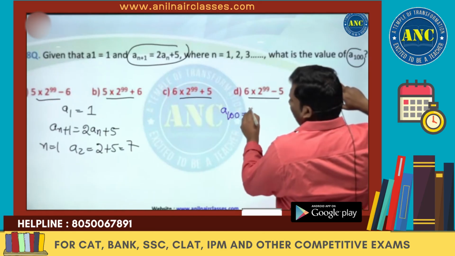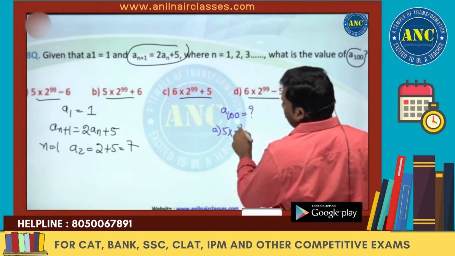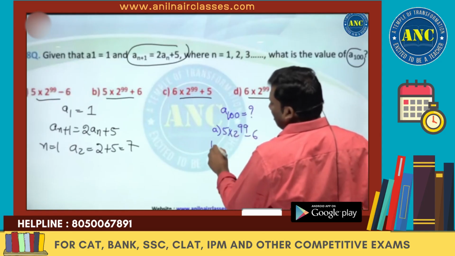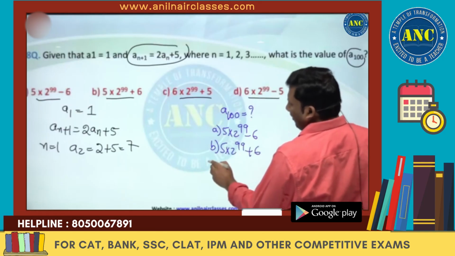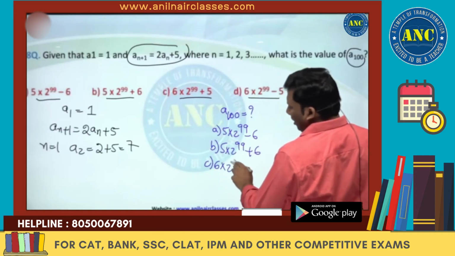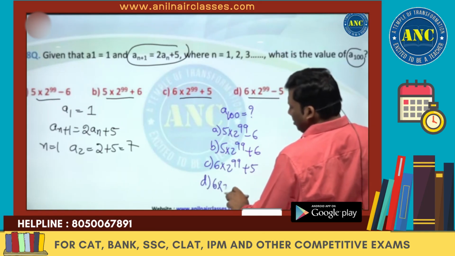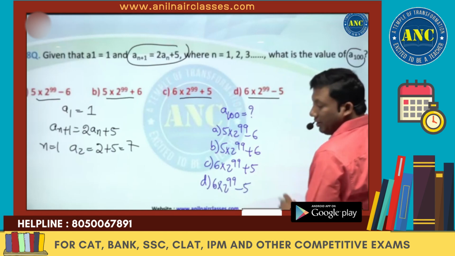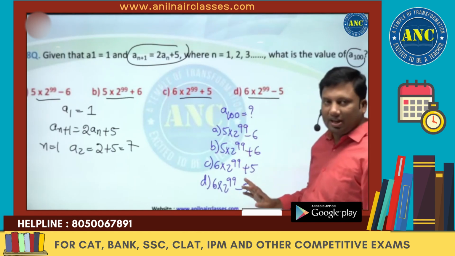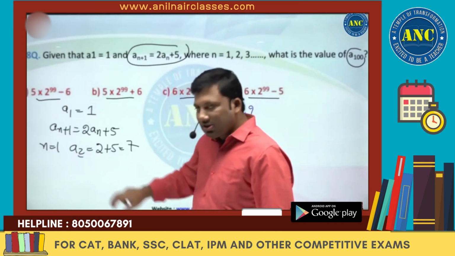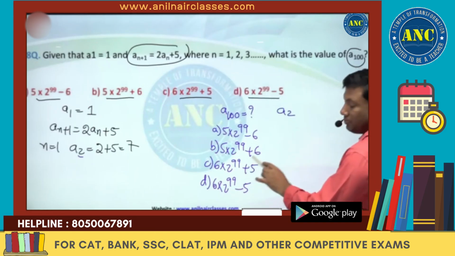All the options are, if it is 100, see here sir, options are like this. Careful observation of options. a100 equivalent to, options are 5 into 2 power 99 minus 6, 5 into 2 power 99 plus 6, 6 into 2 power 99 plus 5, 6 into 2 power 99 minus 5. Observe carefully. The suffix it is 100. Powers are all 99. Suffix it is 2. So if it is a2, just I will observe the pattern.